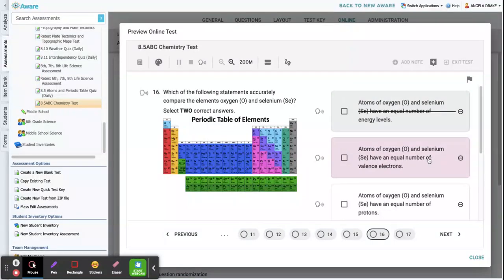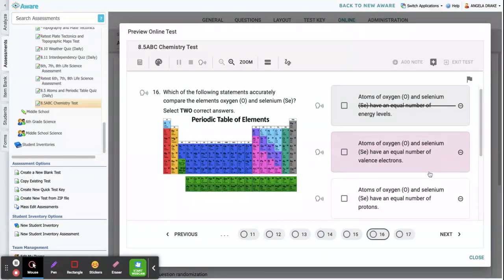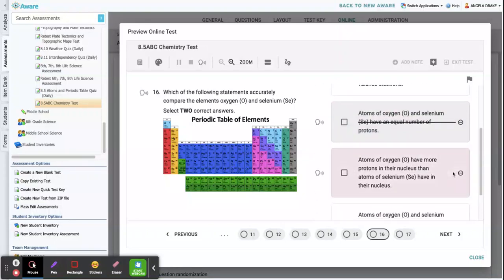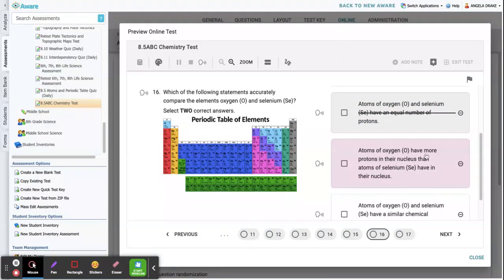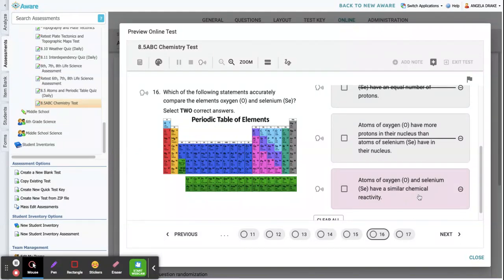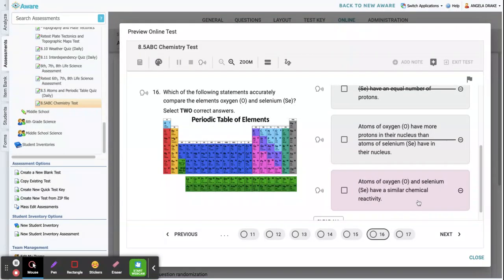Atoms of oxygen and selenium have equal numbers of valence electrons. True. Atoms of oxygen and selenium have equal number of protons. Nope, their atomic numbers are different. Atoms of oxygen have more protons in their nucleus than selenium. No, oxygen only has 8 and selenium has 34. Atoms of oxygen and selenium have similar chemical reactivity. Yes, if they have the same number of valence electrons, if they're in the same group, they are going to have very similar chemical reactivity. So those are my 2 correct answer choices.